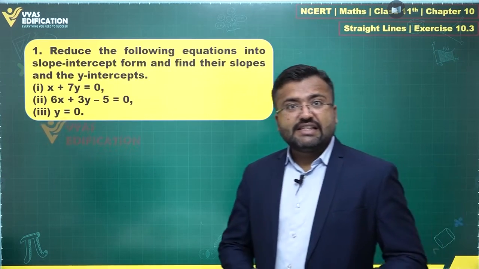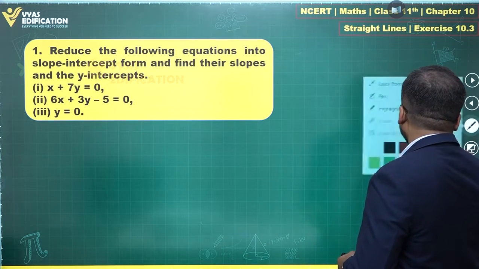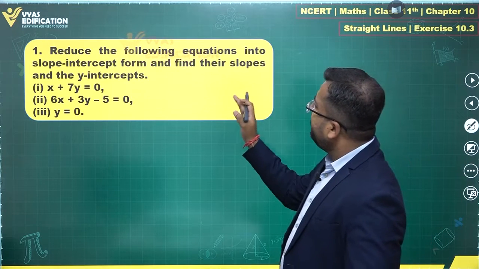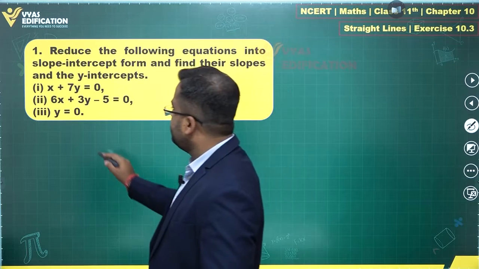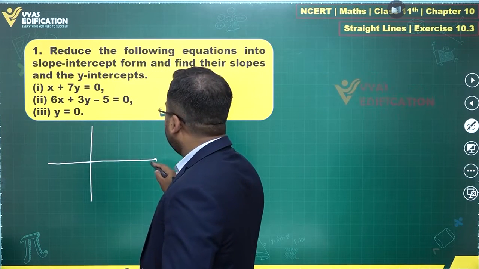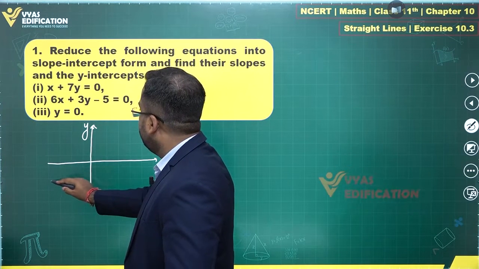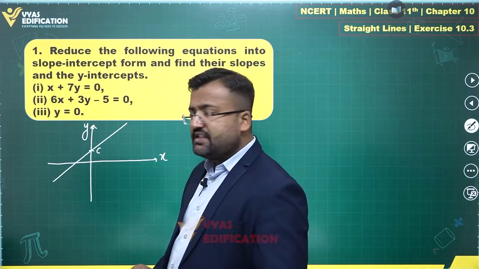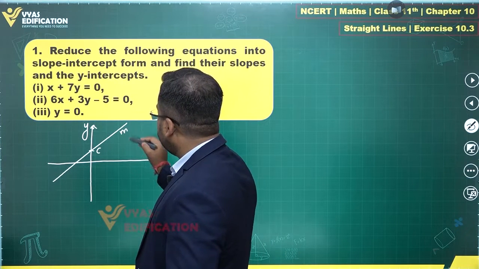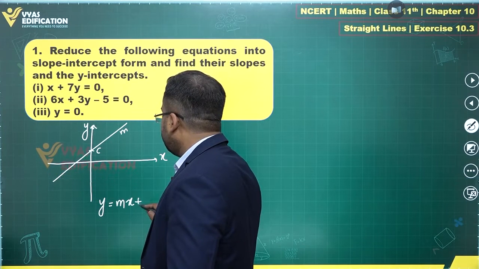The first question says that reduce the following equations into slope-intercept form, and find their slopes and the y-intercepts, right? Now what is slope-intercept form? If you may recall, for this x-axis, this y-axis, and this line which has this y-intercept as c and slope of this line is m, the equation will be y is equal to mx plus c.